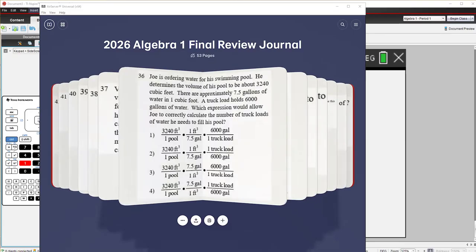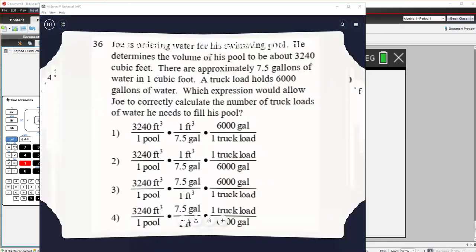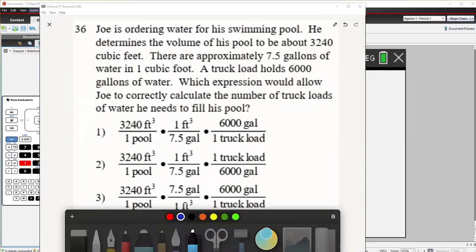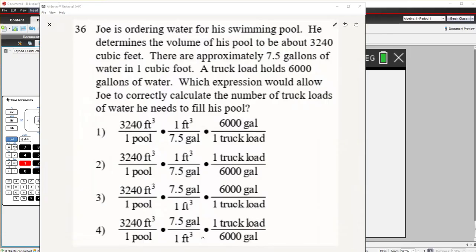All right, we've got a problem where we're doing conversions and we're trying to figure out which one of these conversions is the correct conversion. So let me read the problem and then let me just go through and show you how I would do this. It says Joe is ordering water for a swimming pool.